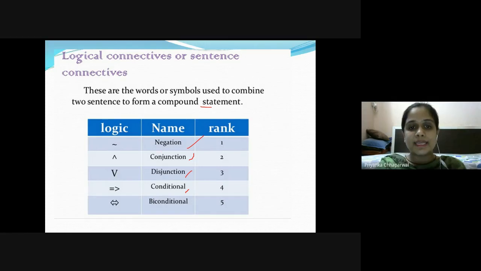Okay. Negation means not. Conjunction is the same as the intersection that you studied in set theory. Disjunction is just like a union. Conditional means if, then, and biconditional means if and only if. So we will study all of these one by one.